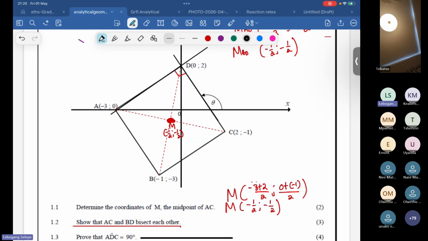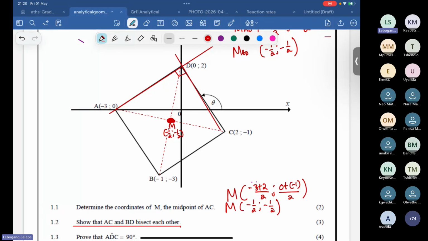When there's an angle of 90 degrees between 2 line segments, this line segment here and that line segment there, that tells us that these two line segments are perpendicular to each other. So how can you prove that AD and DC are perpendicular? By multiplying, use the gradient.